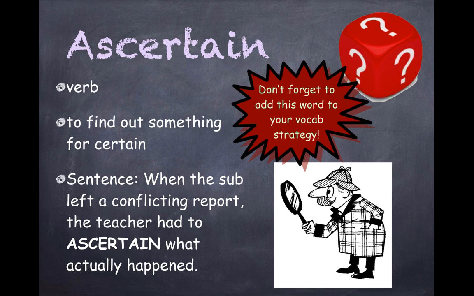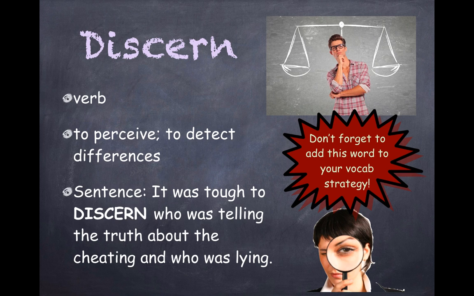The final word, word 8, that uses cerno as a root is discern. Discern is also a verb, and it means to perceive or to detect differences. It was tough to discern who was telling the truth about the cheating and who was lying. You may be noticing that some of these definitions are kind of similar, or some of these words mean almost the same thing. So make sure you're writing down the definitions exactly and you're remembering the differences between these words. Another sentence for discern: through the sophisticated telescope at the observatory, astronomers can discern stars millions of light years away.